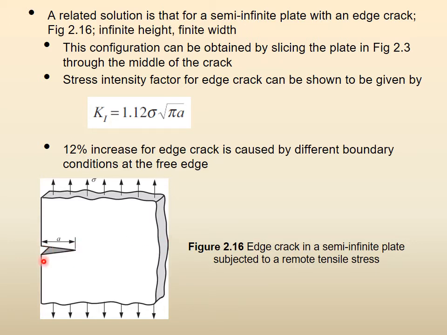On this side, this is all. So this is called a semi-infinite plate with an edge crack. Height is still infinite, right? And the width is now sort of finite. This configuration can be obtained, as I said, by slicing the earlier plate through the middle of the crack.